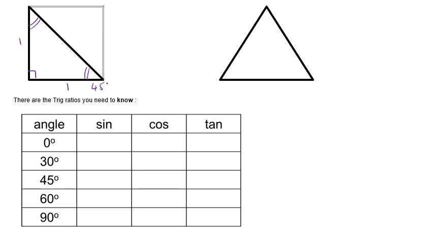To help us find the ratios, we need to find the length of the hypotenuse here. And we can use Pythagoras to help us do that. If we square the length of the other two sides, we add them together, and then we need to find the square root. And that gives us the value here for the length of the hypotenuse.